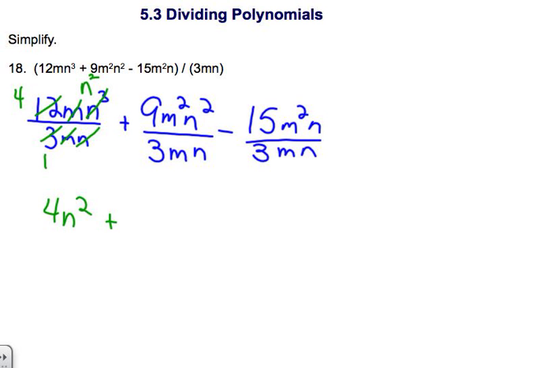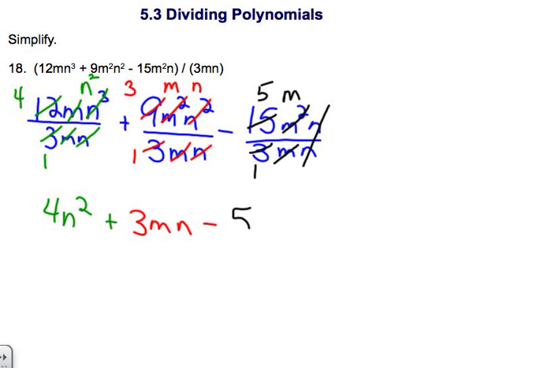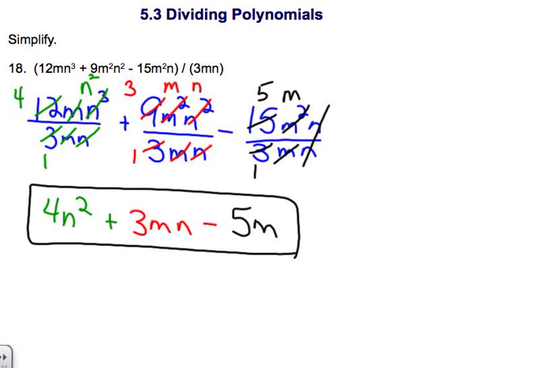The next term, 3 goes into 3 one time, 3 goes into 9 3 times. 1m on the bottom cancels with 1 on top. 1n on the bottom cancels with 1 on top, leaving 1. And all that is left is 3mn minus. The last term, 3 goes into 3 once, 3 goes into 15 5 times. The n's drop off. There's 1m on the bottom, which cancels with 1 on the top, leaving only 1. So 5m is what is left. We cannot do any more to these 3 terms because these are all unlike terms.